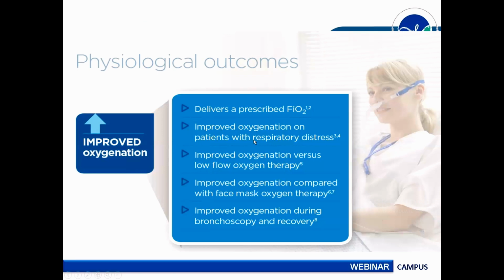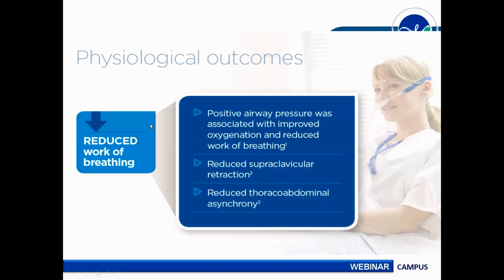When the patient has improved oxygenation, it is delivered at the prescribed FiO2 as we have discussed. Improved oxygenation in patients with respiratory distress, a lower oxygen therapy requirement, improved oxygenation compared to face mask oxygen therapy, and improved oxygenation during bronchoscopy and recovery. This is also very, very important. During a bronchoscopy, we can put 100% FiO2, and then do the bronchoscopy where your hypoxic episodes will be minimal.